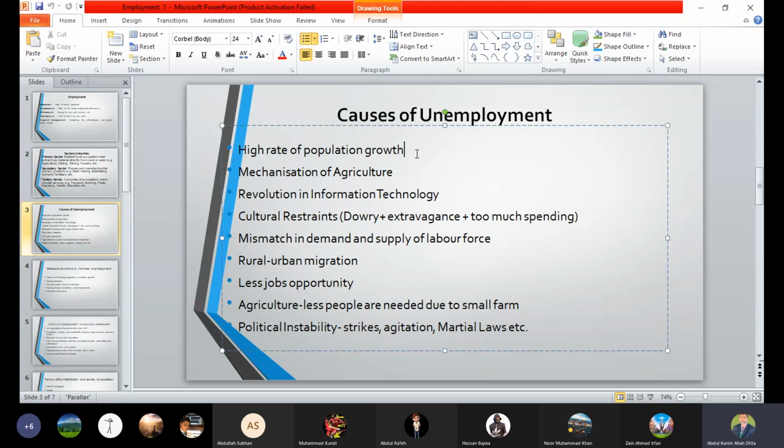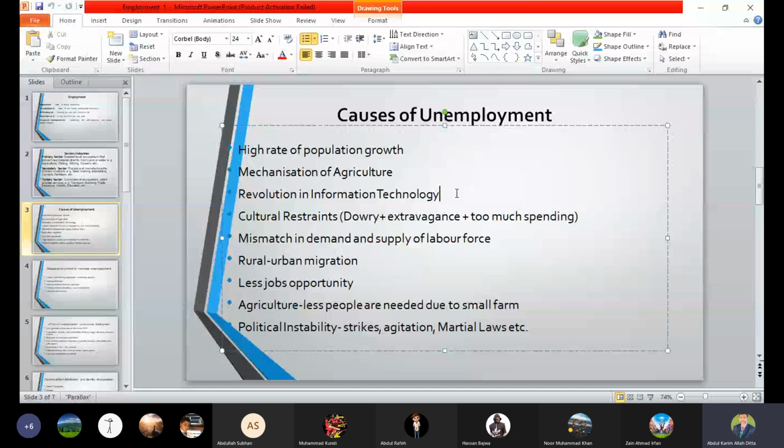Yes, definitely it will increase. Then, mechanization of agriculture. You know that we have started using machinery in agriculture, in farming areas, so people have lost their jobs. Revolution in information technology. In the IT department we have made a lot of development, so we need fewer people, because most of the work is done by the computer. If one person has a computer, he can do the collection of information and keep the data easily. But before it, for writing purposes, we needed more people.